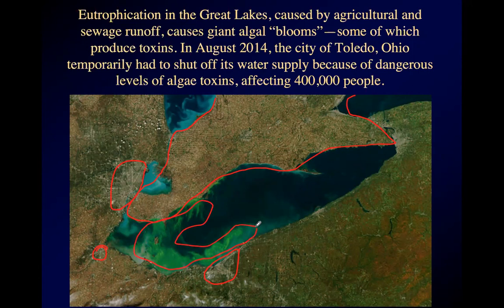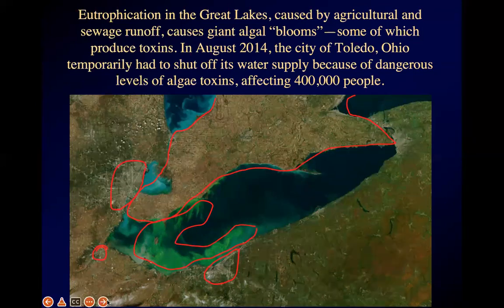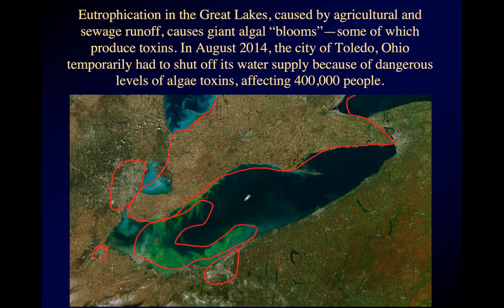And because they're toxic, in August 2014, Toledo temporarily had to shut down its water supply because the algae toxin levels were high enough to be dangerous. So eutrophication is sometimes something that affects very large numbers of people. 400,000 people temporarily had to go without tap water. Now, that's a pretty big disruption.